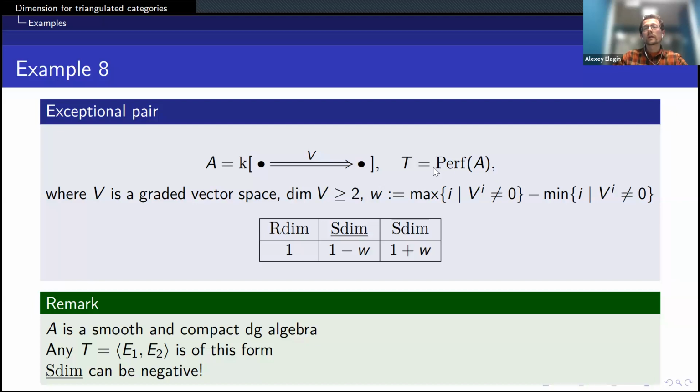And for this category, we can compute Serre dimension just by computing iterated tensor powers of the Serre bimodule. And the result is very surprising. It says that this Serre bimodule spreads in both directions, so that one end goes to the right and the other end goes to the left, as soon as this vector space is indeed a graded vector space. So there are different gradings in this vector space.